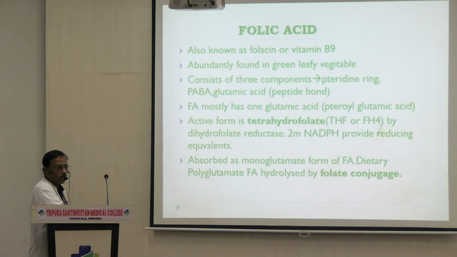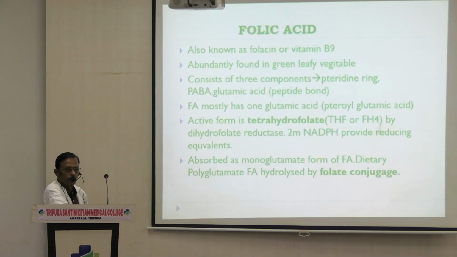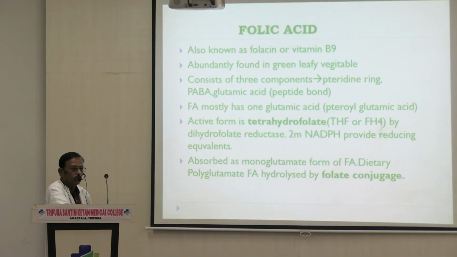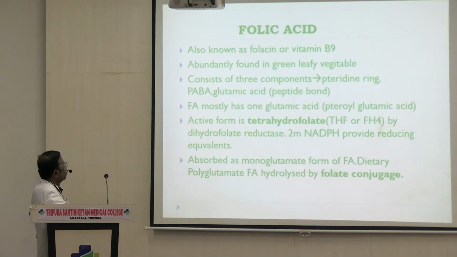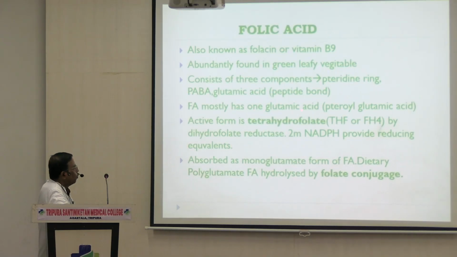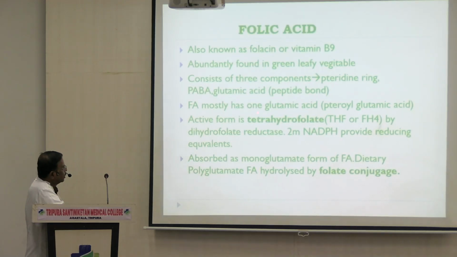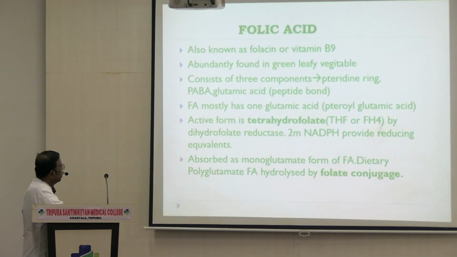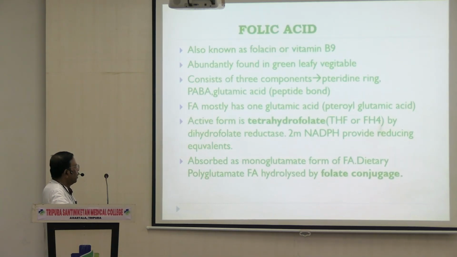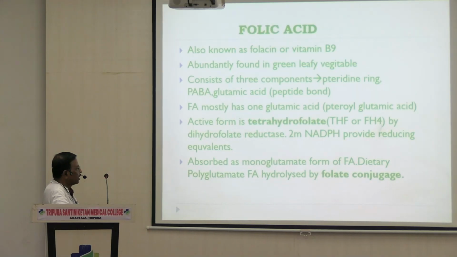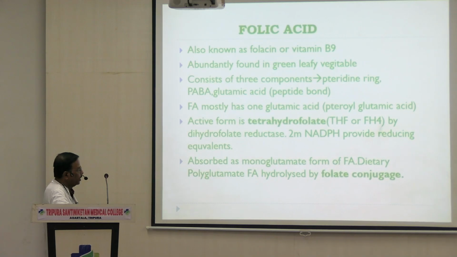What is peptide bond? You have known, no? In protein, this chemistry, madam has told you about peptide bond. So through peptide bond, glutamic acid is attached to para-aminobenzoic acid. Folic acid mostly has one glutamic acid, and it is called monoglutamate. Active form of folic acid is tetrahydrofolate, synthesized by dihydrofolate reductase with the help of 2 moles of NADPH.